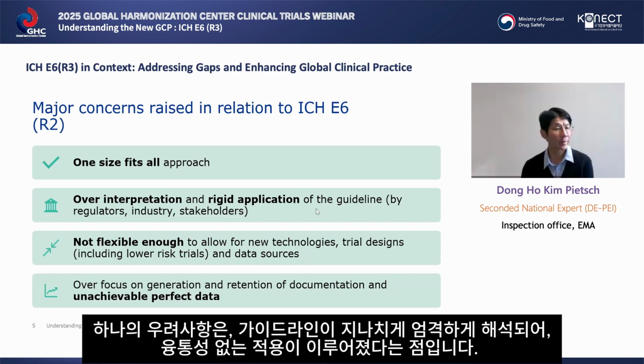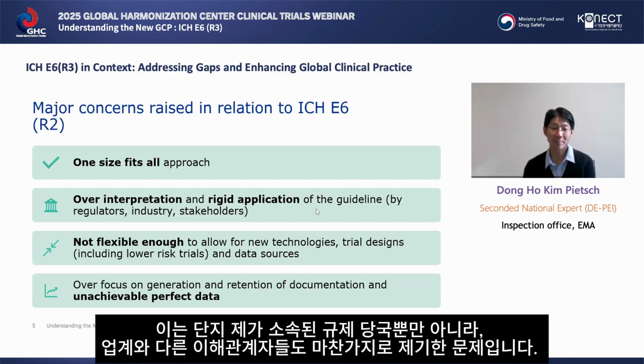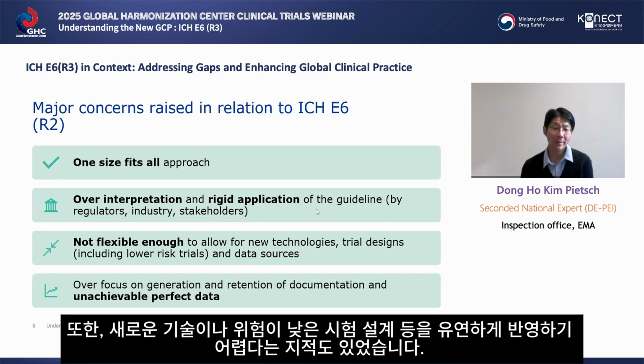Another concern was an overinterpreted and rigid application of this guideline. And here it was not only meant as directed at the regulators, where I'm part of this, but it was also clearly stated that this was done by the industry and other stakeholders in the clinical trial ecosystem. Along with this, it was also felt that it was not flexible enough to allow for new technologies and trial designs, including lower risk trials and data sources.